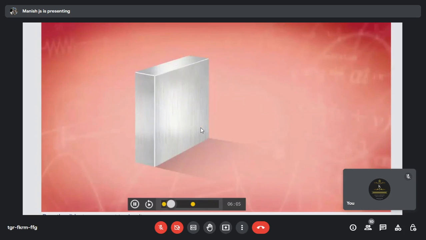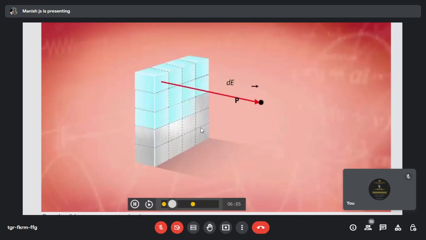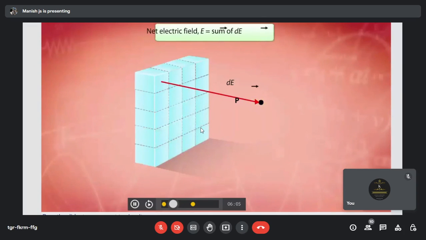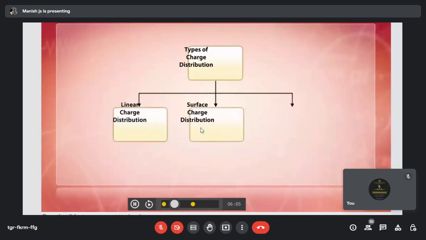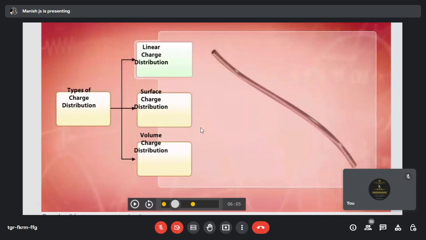In such situations, we divide the charged body into small elements. Next, we find the electric field generated by these individual elements at the given point, and then add them to find the net electric field. There are 3 types of continuous charge distribution: linear charge distribution, surface charge distribution, and volume charge distribution. So we have three different types of charge distributions. The first one is linear charge distribution.